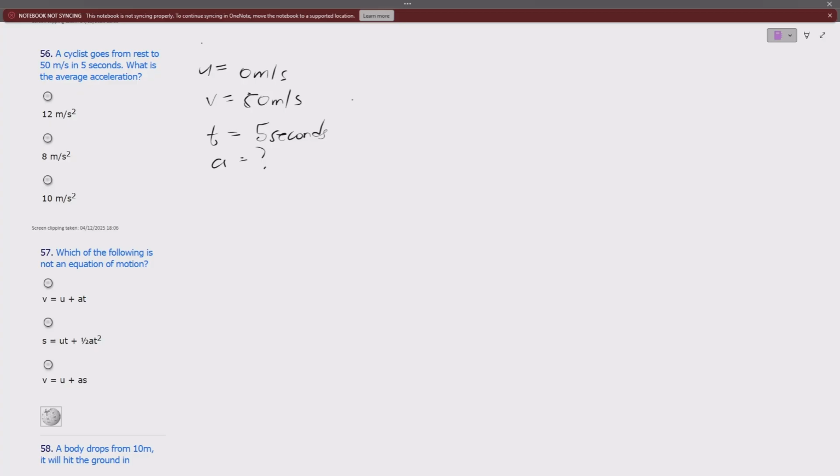Acceleration is not given. So when you look at these parameters, you're going to use the formula v equals u plus at. You make a the subject: a equals v minus u divided by t. Your v is 50. Your u is 0, divided by 5. That's going to give you 50 divided by 5, which is 10 meters per second squared. That is acceleration, so that is the answer.